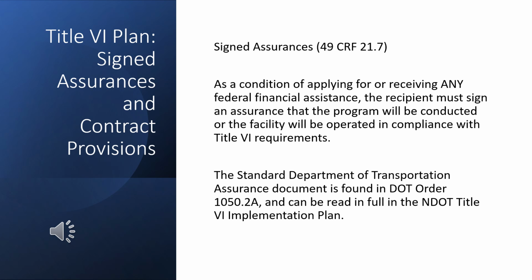The standard US DOT assurances are found in DOT Order 1050.2A. They can also be read in full in the NDOT Title VI implementation plan, a link to which will be included on a later slide.